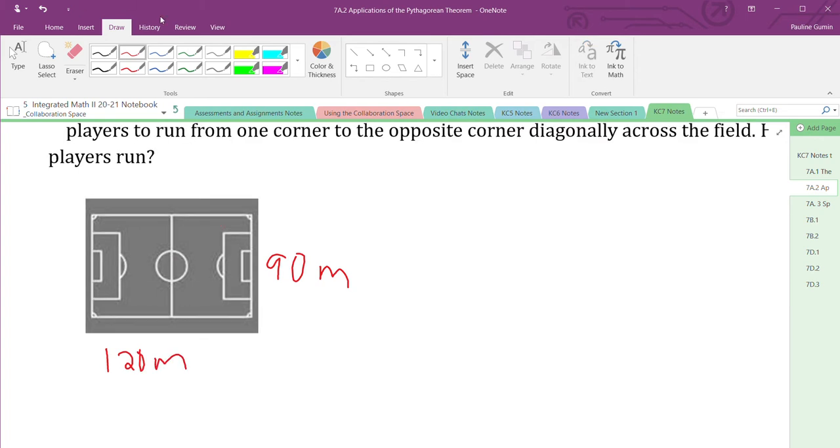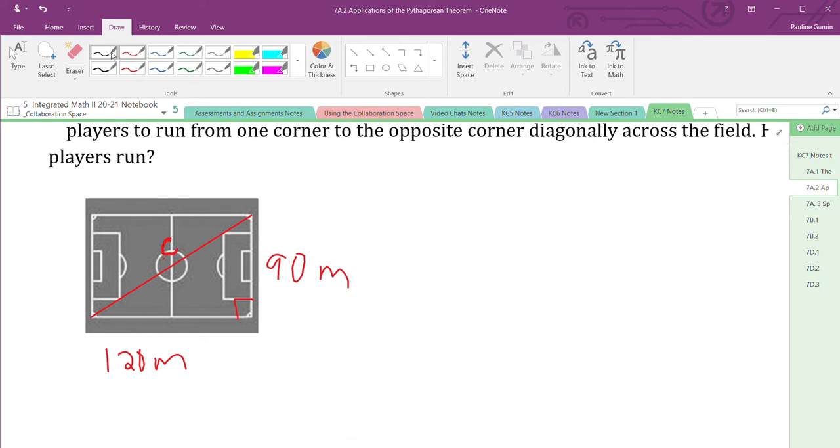I'm just going to use a straight line. I could do that here. Yes, technology. Beautiful. So coach asked them to run diagonally. Let's say this way. Now, what's awesome about rectangles is rectangles have 4 right angles in them, which means this angle down here is a right angle. So the length of the diagonal is the length of a hypotenuse of a right triangle.